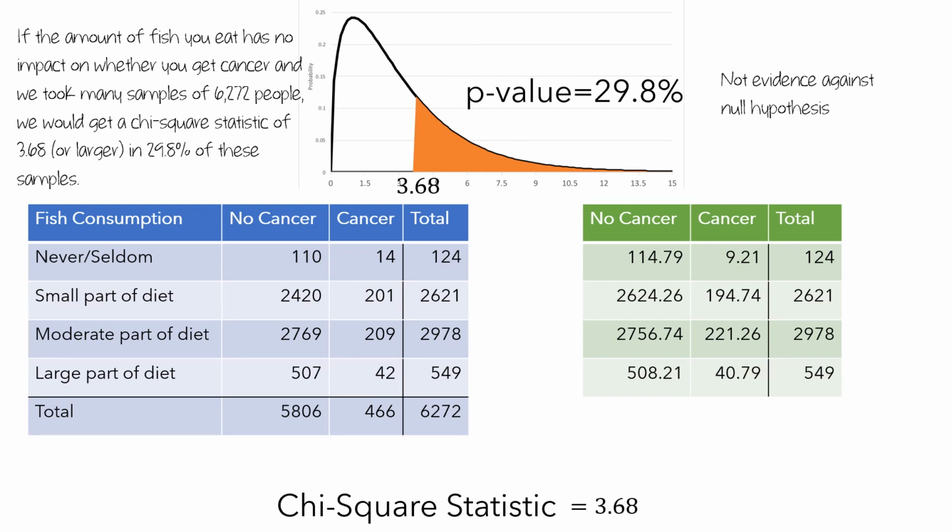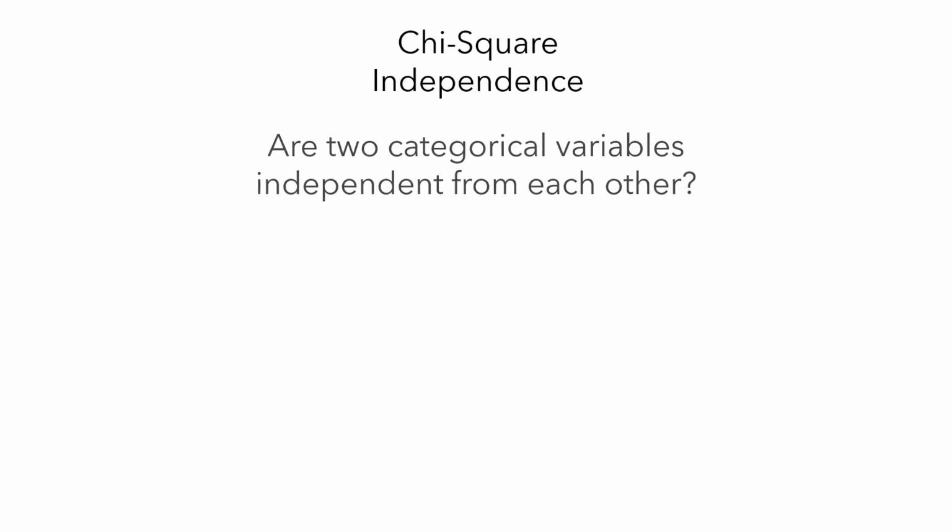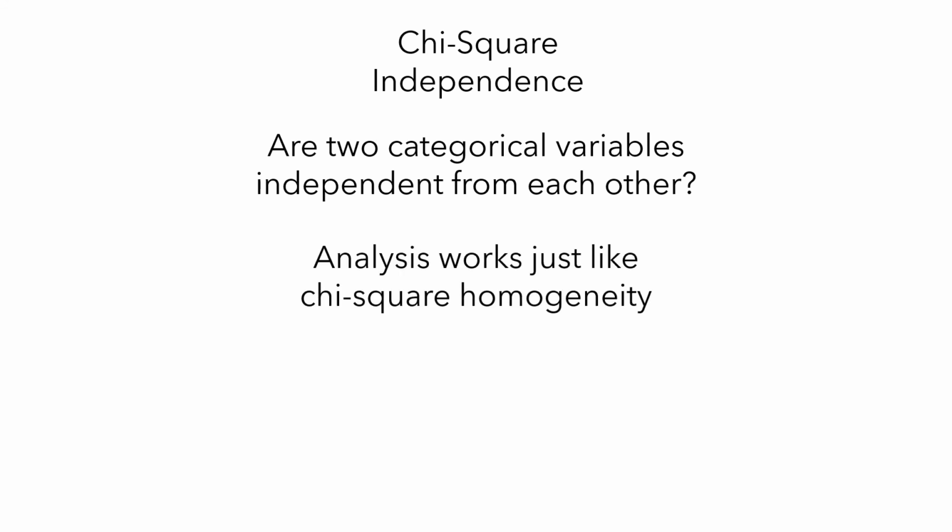Let's summarize what we've done here. So in this video, we did a type of analysis called chi-square for independence. It is used for research questions that ask whether 2 categorical variables are independent from each other. Although the type of research question is different, the method of analysis works just like it did for chi-square for homogeneity.